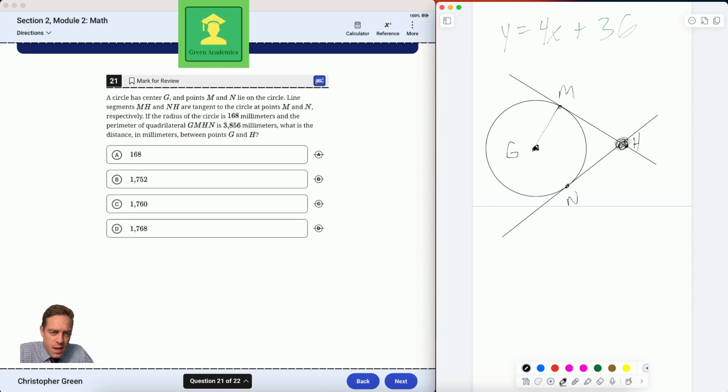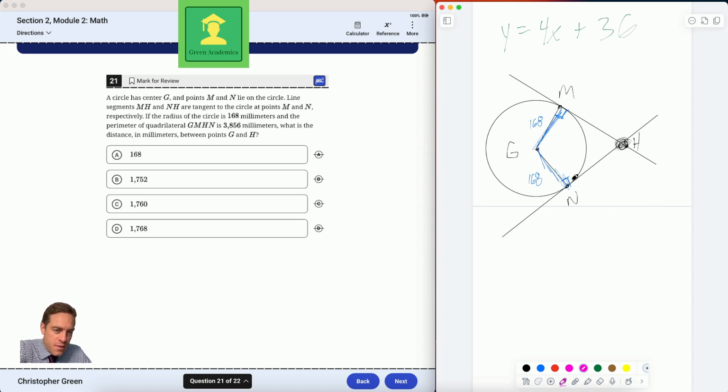Okay. Now, the principle that this is actually based on is that anytime a line is tangent to a circle, it makes a right angle with the radial line of the circle. So I know my picture is not perfect, but this has to be a right angle by definition, and this has to be a right angle by definition. So now the radius is 168, and that's 168. The perimeter of the quadrilateral is 3856.